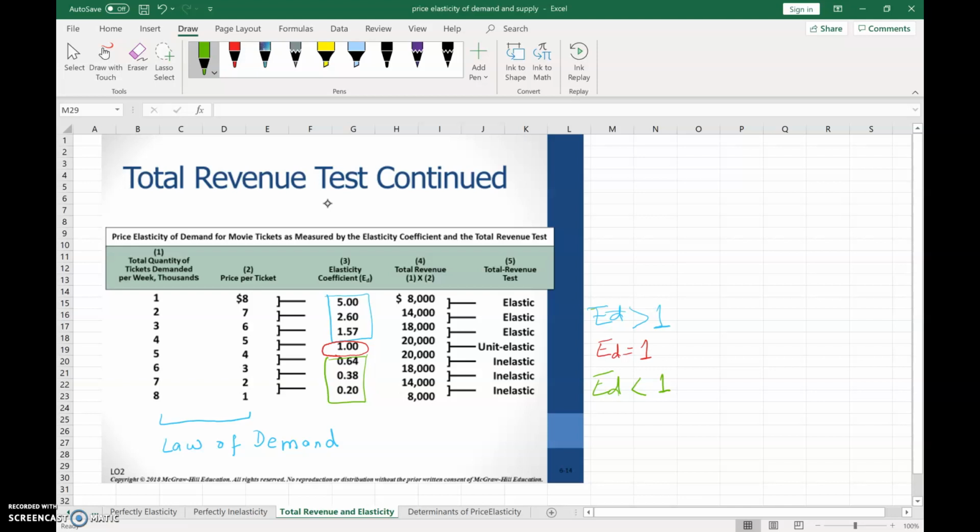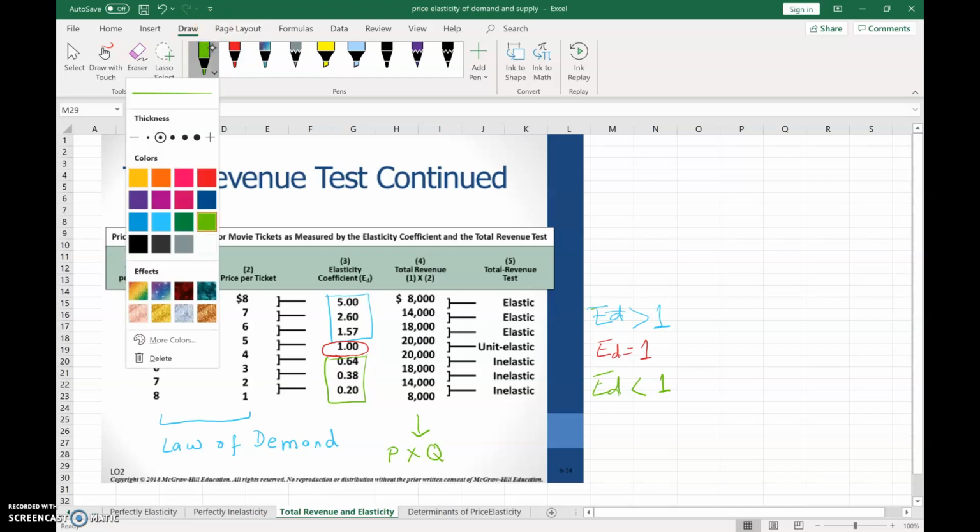Now take a look at column 4. Here we have the total revenue calculated, which is equal to price times quantity. So these total revenue numbers we get by multiplying price times quantity. Alright, so here comes the fun part.